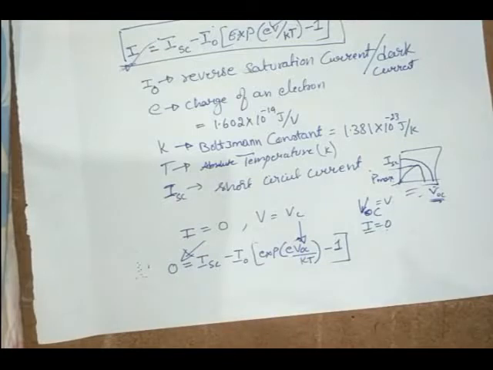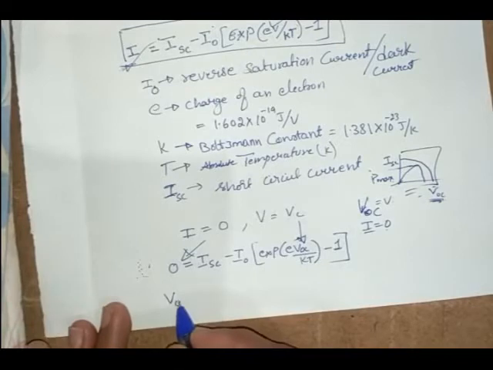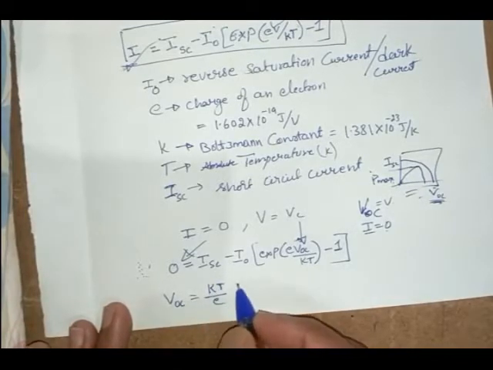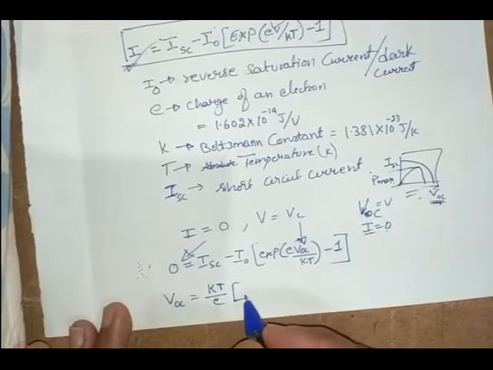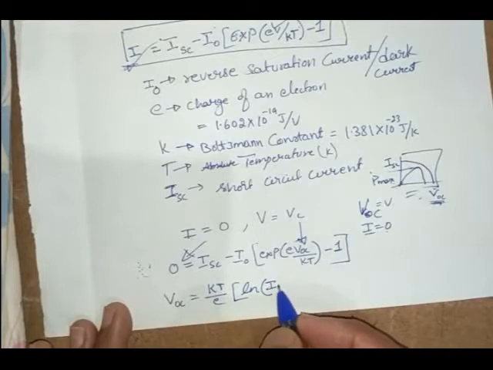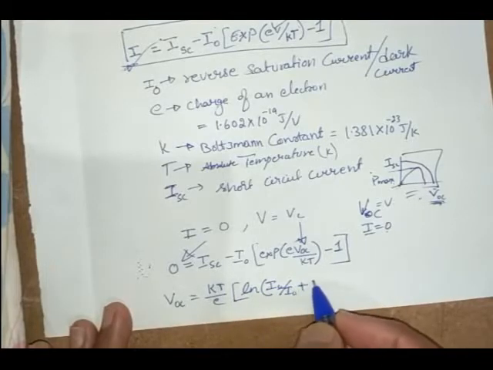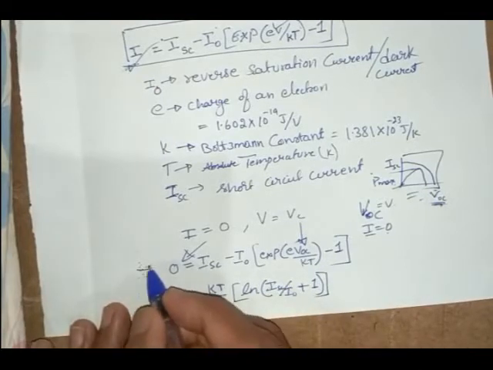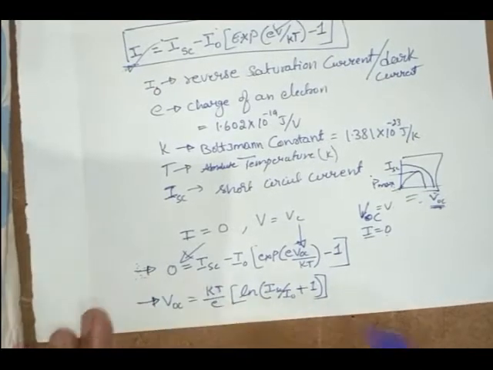Next, if we have to find out VOC here, the equation becomes, just rearrange, KT into ln of ISC by I naught plus 1. So this is one equation.